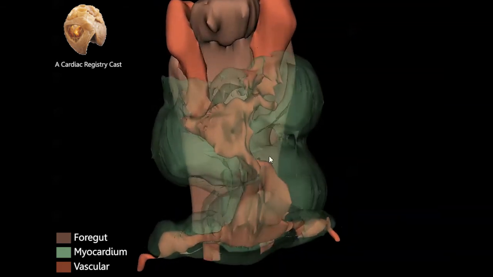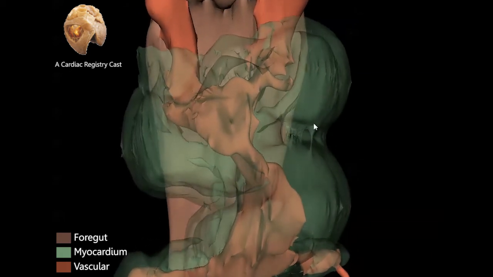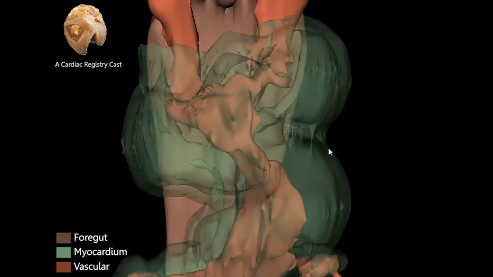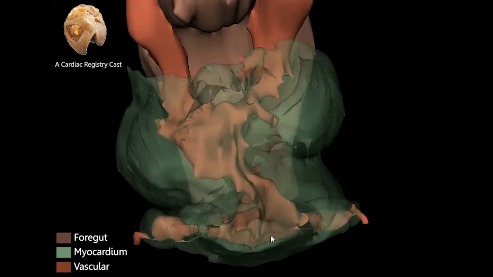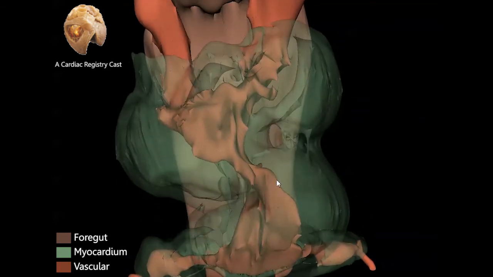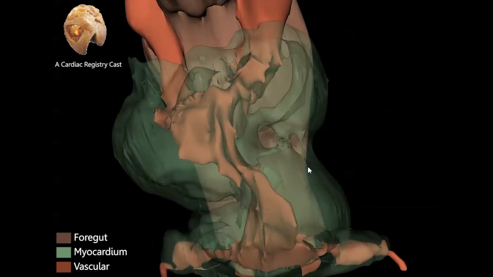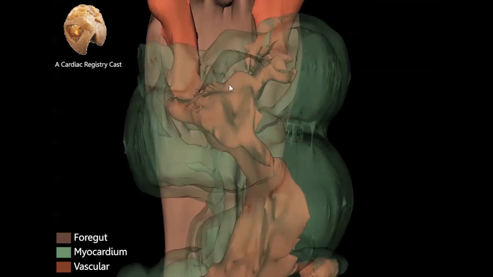We also see that there is an external layer here of myocardium on the outside of the heart tube, and then a thick layer of cardiac jelly between the endothelium on the inside and the myocardium here on the outside.